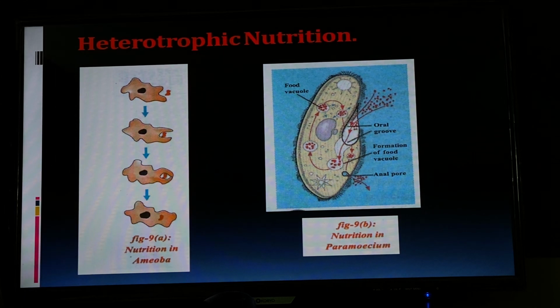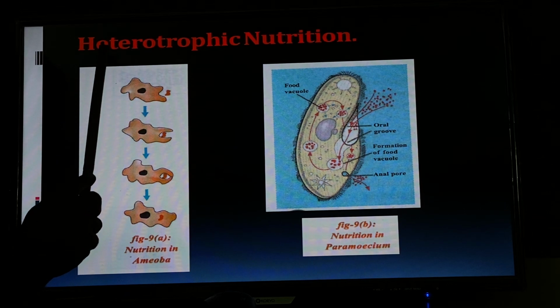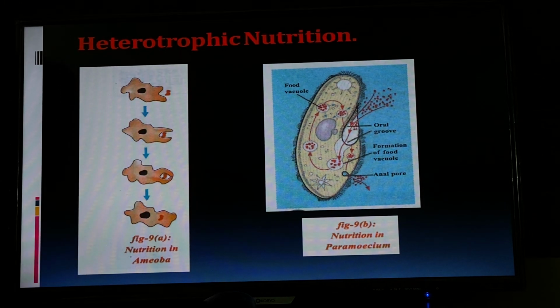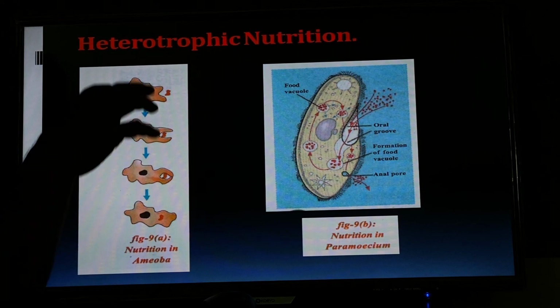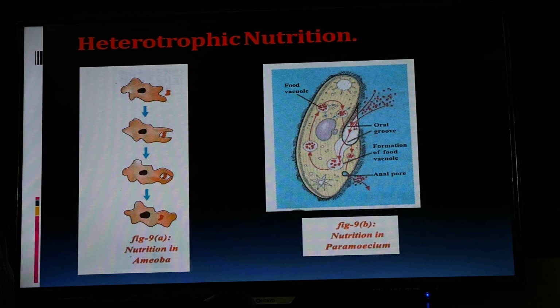Next topic in the first lesson, heterotrophic nutrition. Already we learnt about autotrophic nutrition in previous classes, no? Next heading, heterotrophic nutrition. It is a type of nutrition which occurs in non-green plants or animals. That type of nutrition is called heterotrophic nutrition. Examples, human beings, amoeba, paramecium. They come under heterotrophs. Why? Because they do not have chlorophyll, means they cannot perform photosynthesis. So they are called heterotrophs.